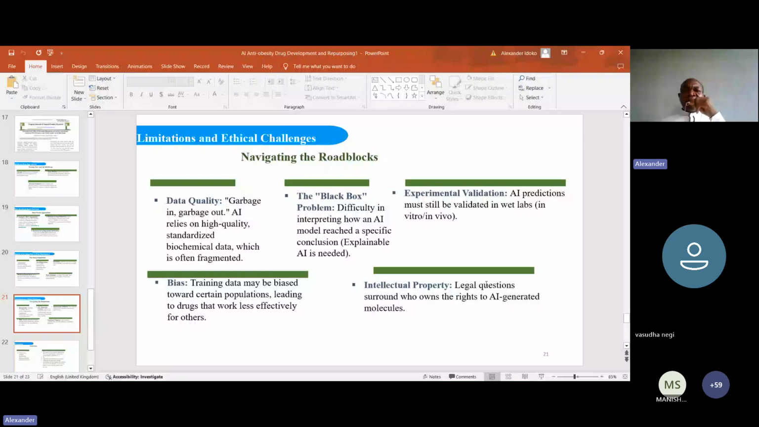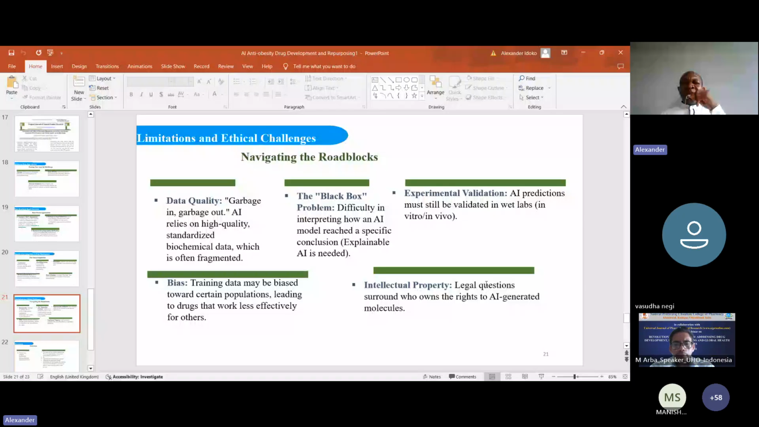It becomes very difficult to interpret how an AI model reaches a specific conclusion. Besides that, experimental validation is also a challenge, because AI predictions must still be validated in wet labs using in vivo and in vitro studies. It is also said to be biased. And then intellectual property is another question: who owns the rights to an AI-generated molecule?